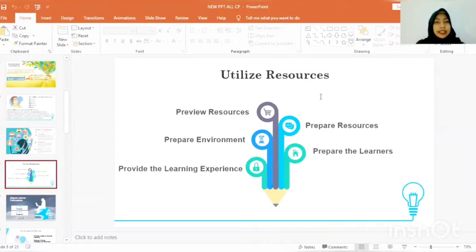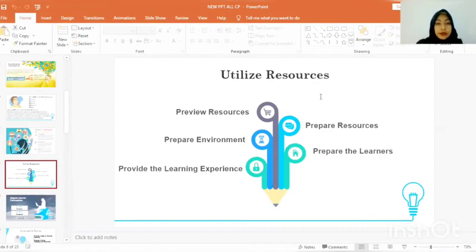Next, about utilize resources. Utilize resources involves planning your role as a teacher for utilizing the lesson resources. There are 5 processes here. The first one is preview resources. The second one is prepare resources. Number 3 is prepare the environment. Number 4 is prepare the learners. The last one is provide the learning experience.